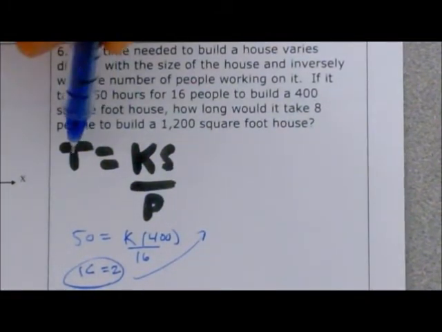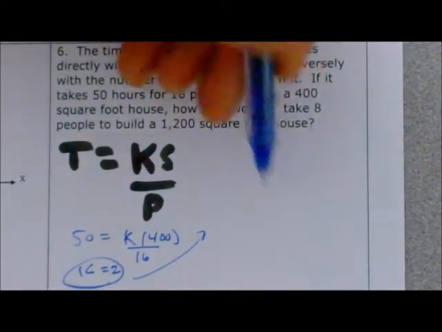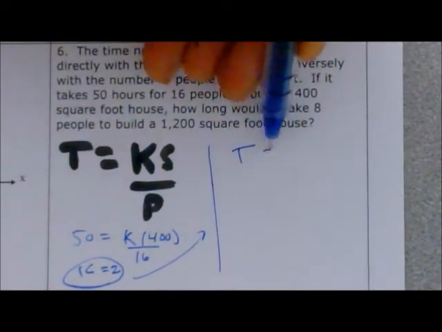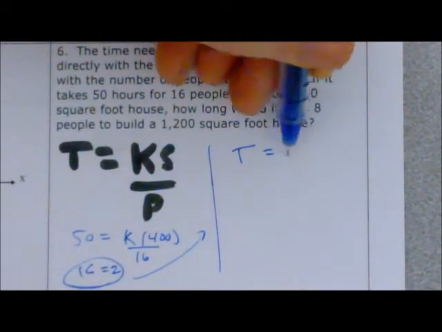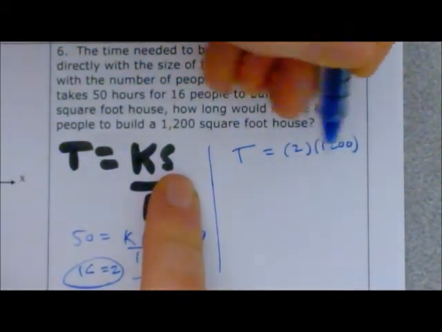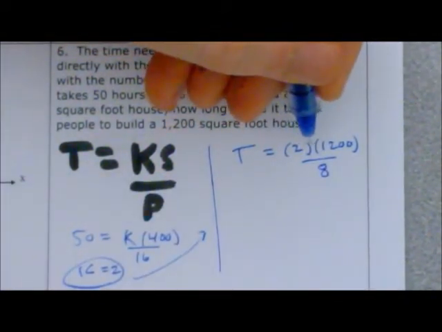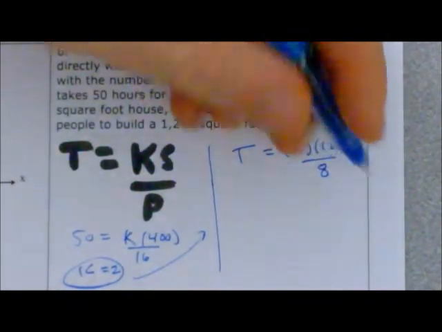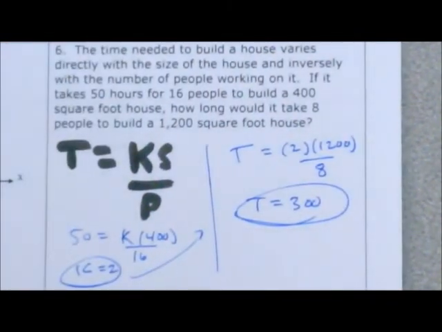So we start with our same formula again. Time equals ks over p. It says now that we know this, how long would it take 8 people to build a 1,200 square foot house? So time is equal to k, but we know k, it's 2, times the size of the new house is 1,200 over 8. You do that math. 1,200 times 2 is 2,400. 2,400 divided by 8, T is equal to 300, and it would be 300 hours.